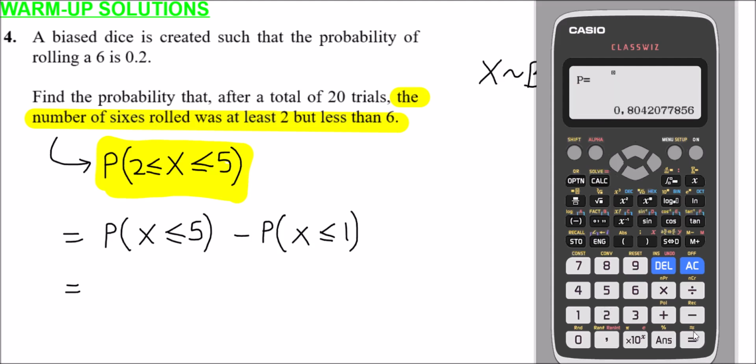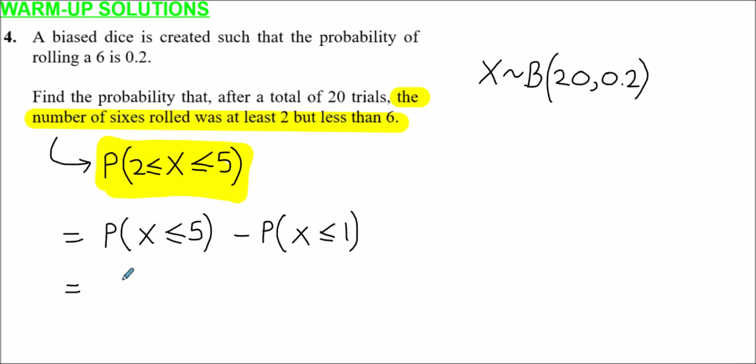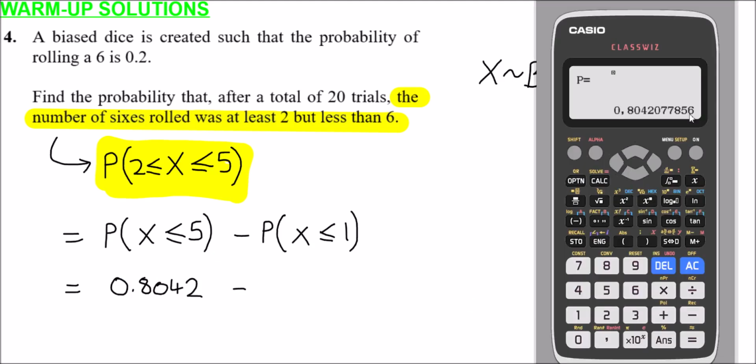So we give answers to 3 significant figures. For now, give it to 4 before we round off. So that one is 0.8042. So give it to, say, 4 decimal places now. And this one here, we can just press AC to toggle back, and we can change this value of x to 1. Do that, and we get 0.0692 rounded off.